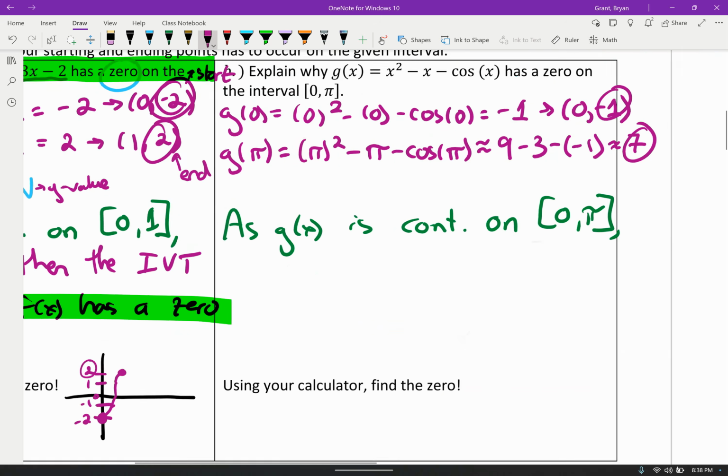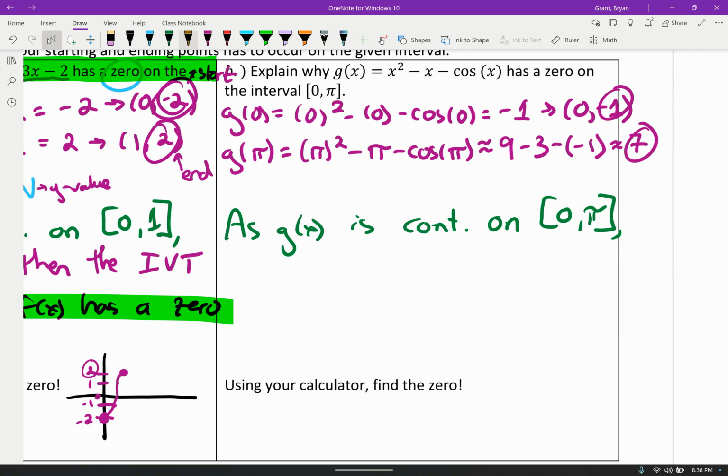So on B, they said explain why f of x has a 0. So it's very similar to the other one. Now, if you're looking at this, we're like, okay, is 0 in between g of 0, which is -1, and g of pi, which is approximately 7? Is 0 in between those two? Yeah, I think so. Now, we need to be careful here, because honestly, this part at the end I would not write on the actual AP exam.